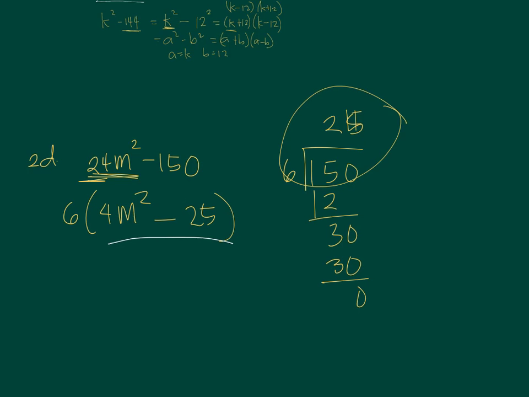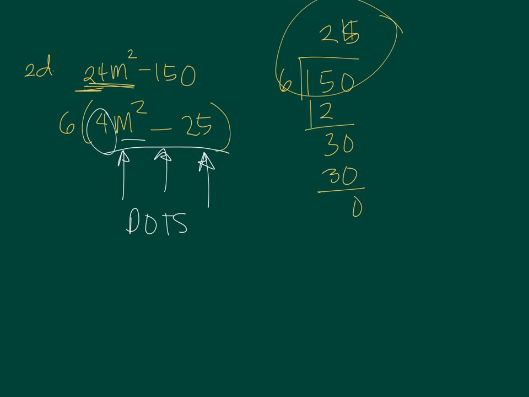So first, it's a difference, yes. But are 4m squared and 25 both squares? 4 is a perfect square, so yes. m is raised to 2, so it's a square. 25 is a perfect square, so it follows the form of the difference of two squares. So after factoring out 6, the 4m squared will be divided into two factors. And if you remember, a squared minus b squared is a plus b times a minus b.